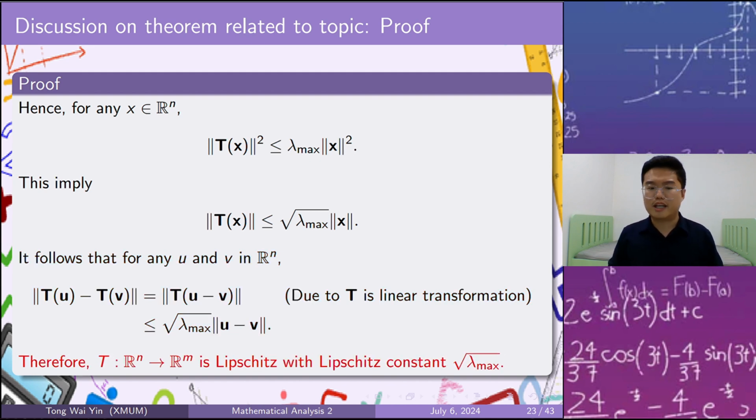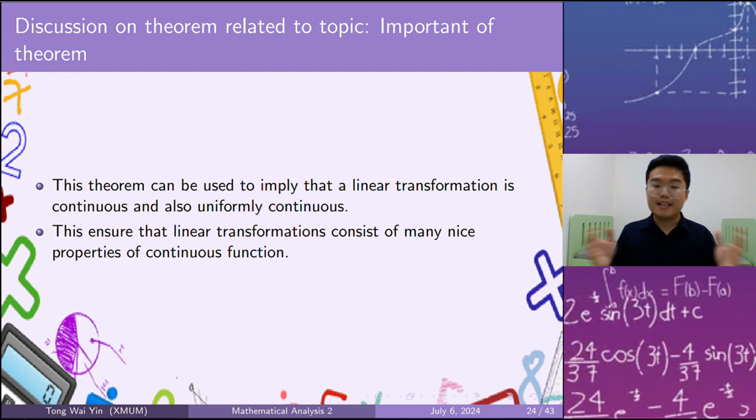So this shows that the function T satisfies the condition of a Lipschitz function, and therefore the linear transformation T is Lipschitz with Lipschitz constant square root of lambda max. Next, I would like to briefly talk about the importance of this theorem. In mathematics, this theorem can be used to imply that a linear transformation is continuous and also uniformly continuous, because a Lipschitz function is always uniformly continuous.